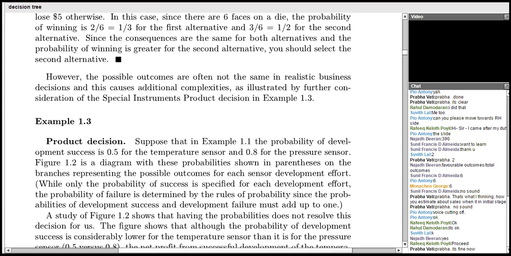Okay, let's go back. I'm going to address those questions. They're very interesting worries and thoughts. Okay. Now, the probability of success is one.